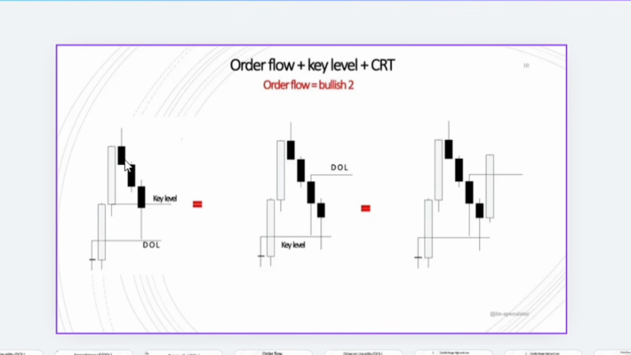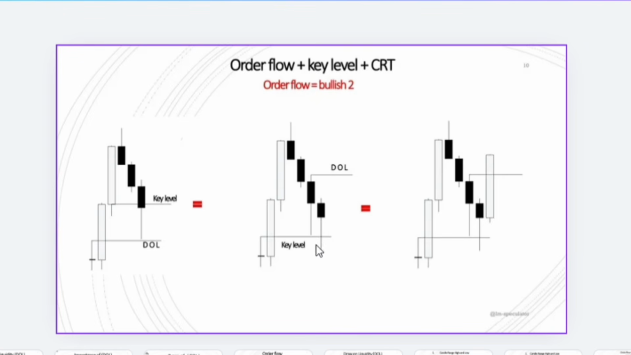Now we're expecting price to do what? To come down and form a liquidity sweep or a CRT movement inside this key level. If price can do that for us, then we are going to the upside. This is the liquidity sweep over here. Price already formed the liquidity sweep, and our next candlestick should be a bullish candle.